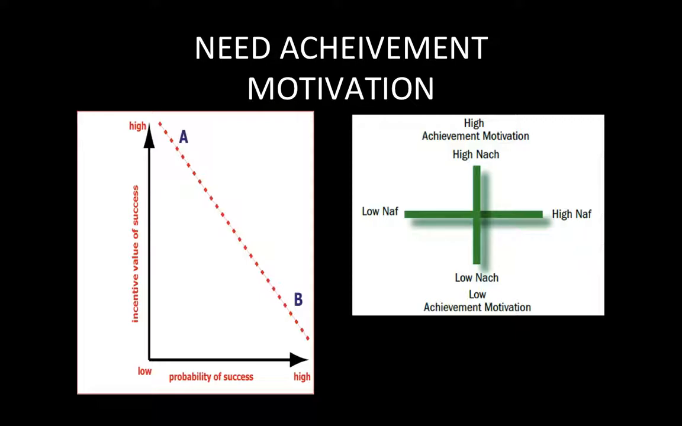avoid failure. The need to achieve is when someone wants to do well in their sport and will have a go at everything to have a chance to succeed. This is also known as approach behaviour because they will approach every situation.